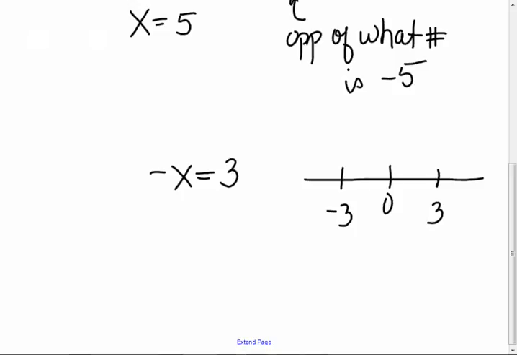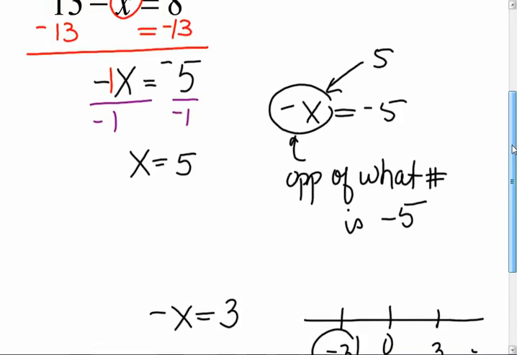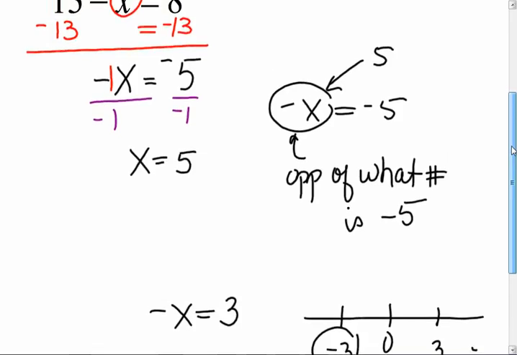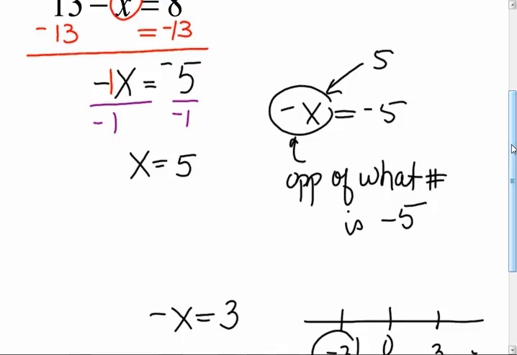There's what I want. Opposite of what? Negative 3 is a positive 3. Those are opposites. They undo each other, adding opposites. Okay, so I'm making you think a little bit. Let's see what I mean by solve. I just made this an easier problem.